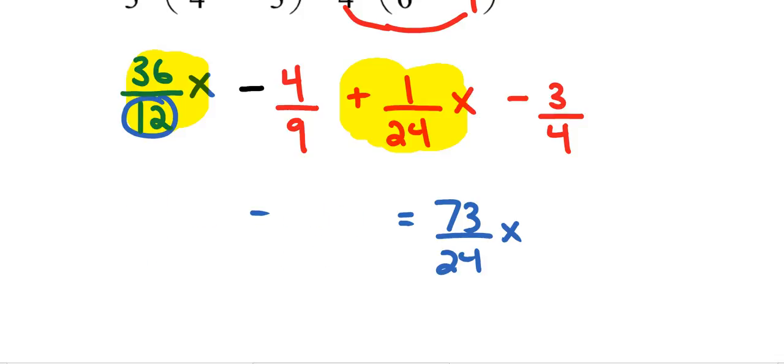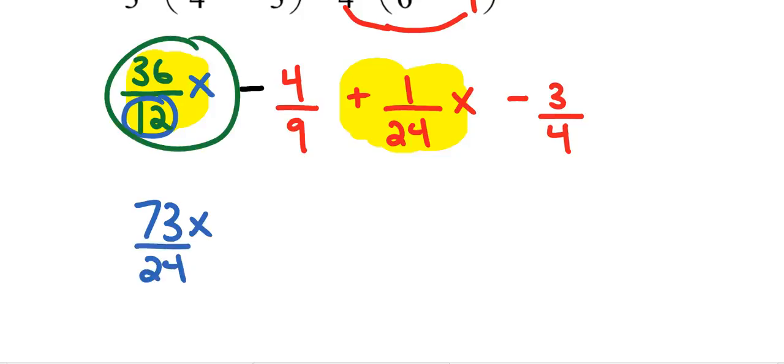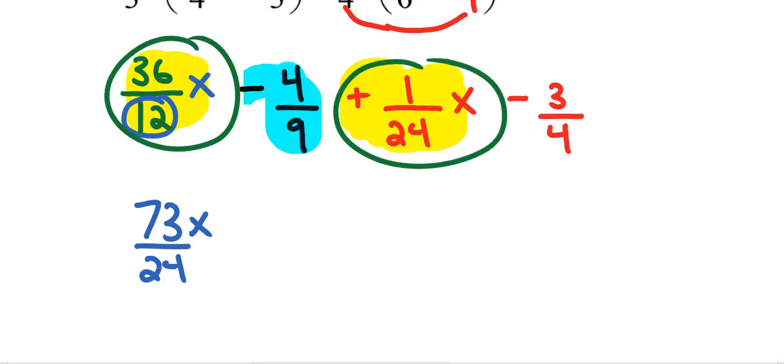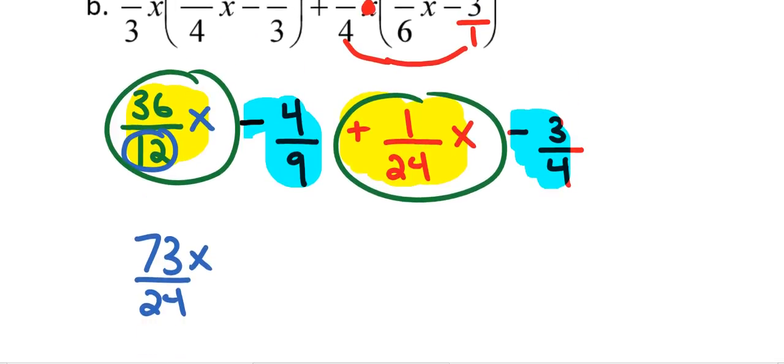So let me just delete this and put this over here again. So this would be 73x over 24. So that's combining this fraction and that fraction. Okay, and then finally you want to combine the negative 4 over 9 and the negative 3 over 4. And I'm just going to jump to the final answer there, but if I combine those, that's going to be negative 43 over 36.